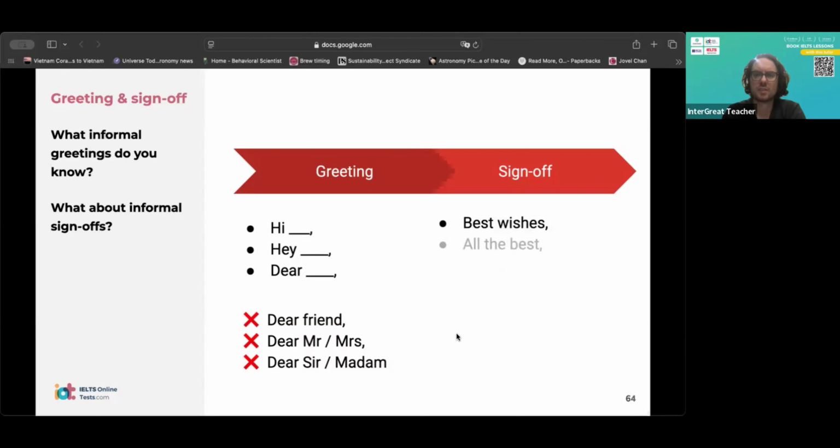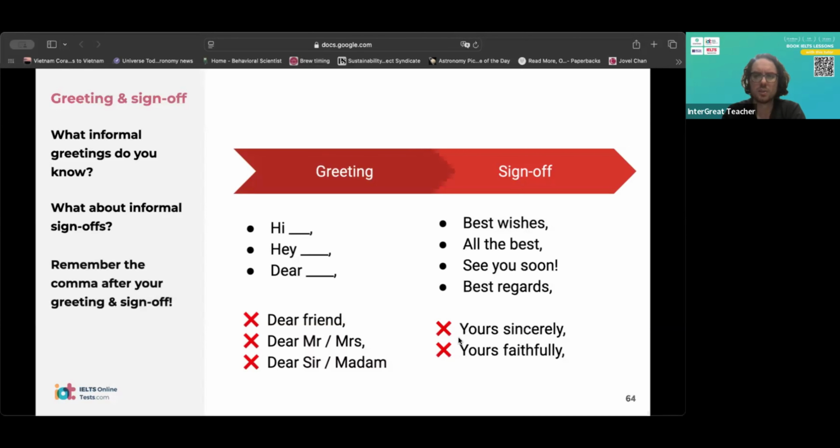For the sign-off, we have these 3 common phrases very, very often that you would use. And the other ones, those would typically be used in a formal letter. When you use most of these, you should put a comma at the end, unless it includes an exclamation mark or some extra energy or emphasis. I would go with a comma.